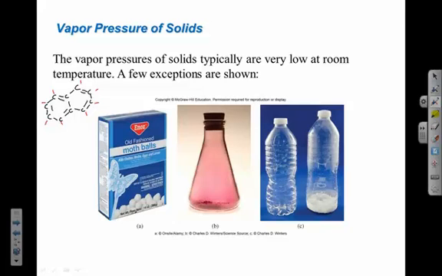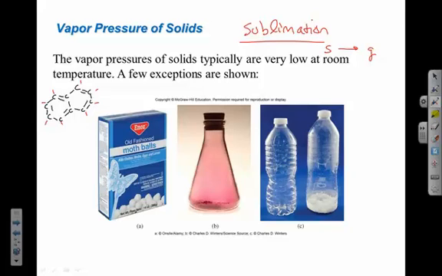So what is it going to do? It will just evaporate right off the surface. So that is called sublimation. Subliming, or sublimation, is the process where a solid goes directly to a gas. And that's mostly common with nonpolar substances.